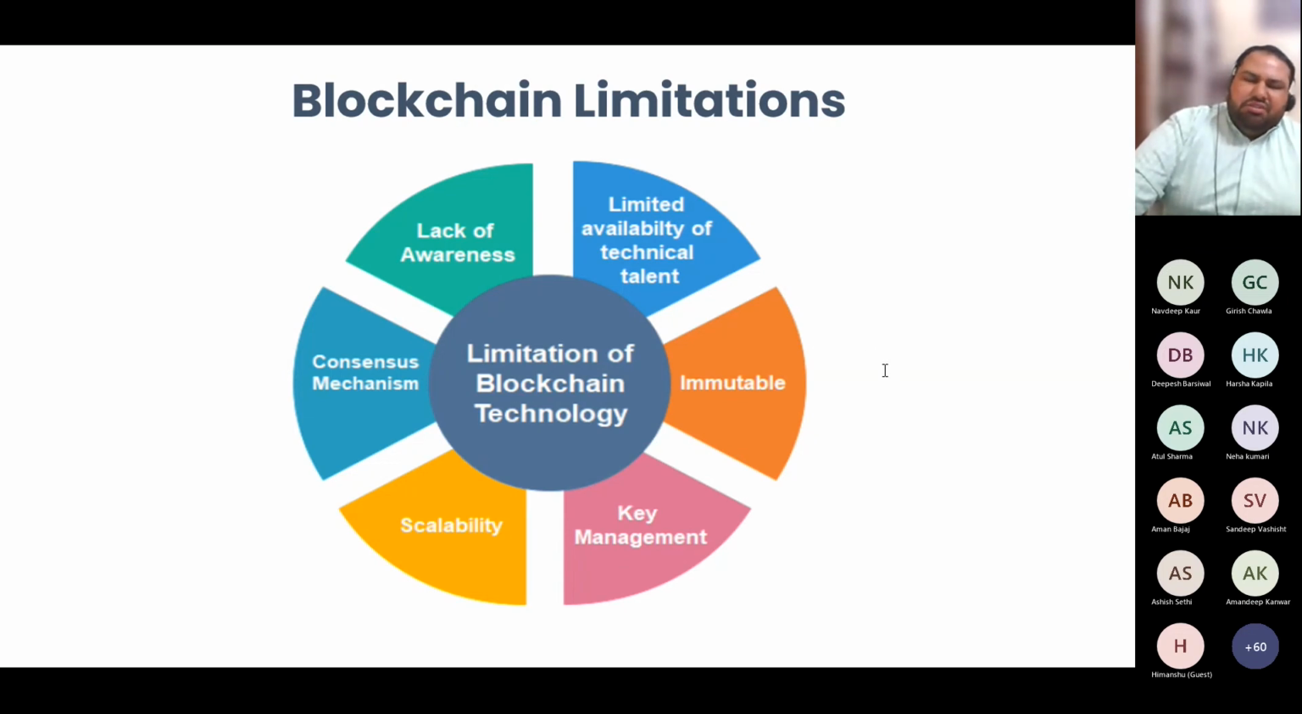For example, you have processed a payment and need to go back and make amendments to change the payment. But with blockchain technology, once the block has been added in the chain, we cannot update the data in that block. So this is also a drawback of blockchain.